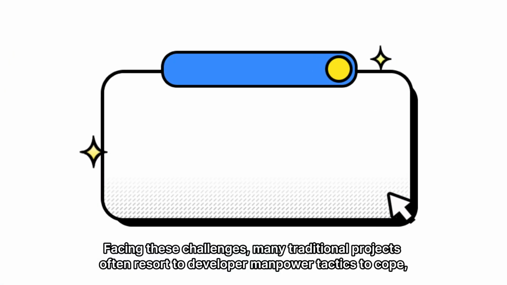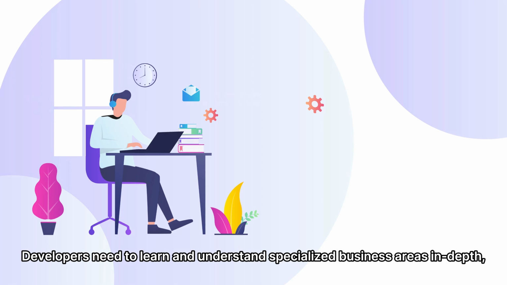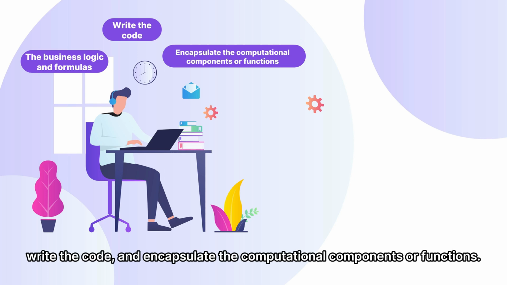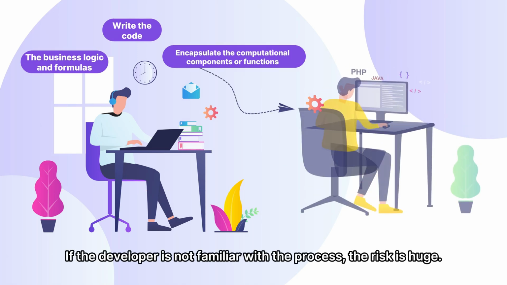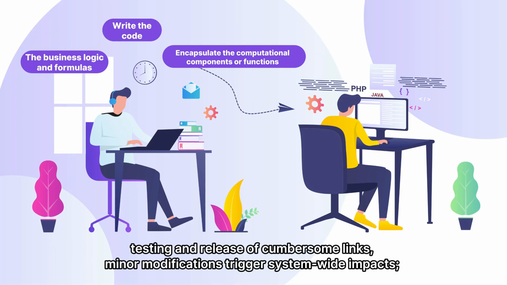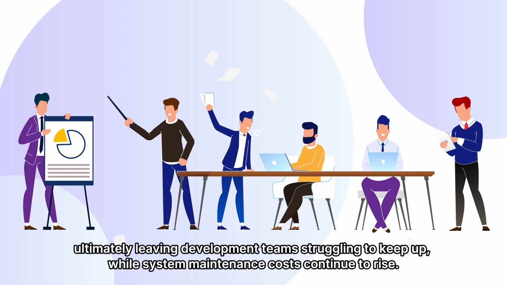Facing these challenges, many traditional projects often resort to developer manpower tactics to cope, resulting in long development cycles for business components, high change costs, and heavy system integration expenses. Developers need to learn and understand specialized business areas in depth, comprehend the business logic and formulas from the ground up, write the code, and encapsulate the computational components or functions. The process is complex, lengthy, and costly. If the developer is not familiar with the process, the risk is huge. Adjustment of a formula may require modification of the entire code, testing and release of cumbersome links. Minor modifications trigger system-wide impacts. The ever-changing market environment drives numerous and rapidly changing versions of business logic, ultimately leaving development teams struggling to keep up, while system maintenance costs continue to rise.